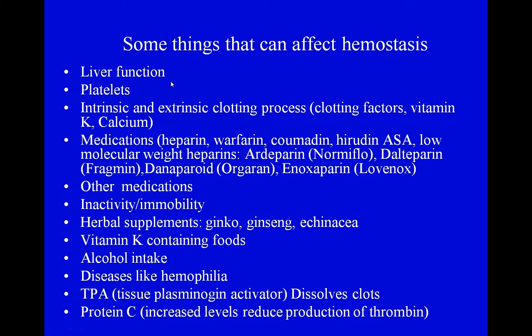I need liver function, because guess what produces those clotting factors? The liver does. Guess what produces factor 1? That one that was really important in both processes, the intrinsic and extrinsic. The fibrinogen comes from the liver. So I need a liver that could work.